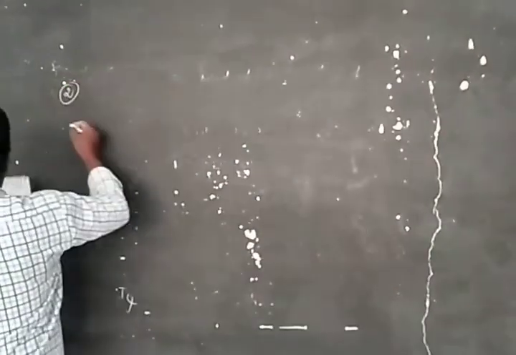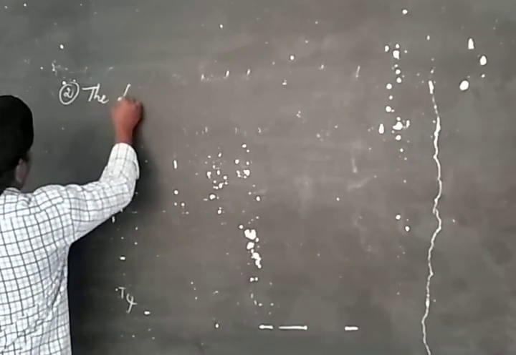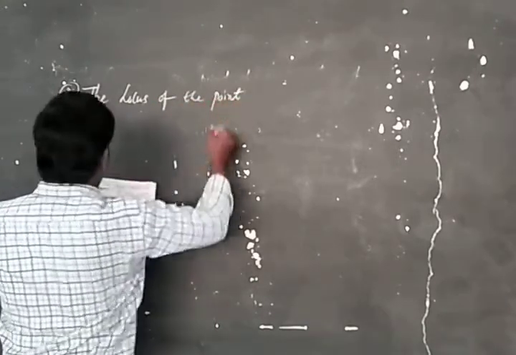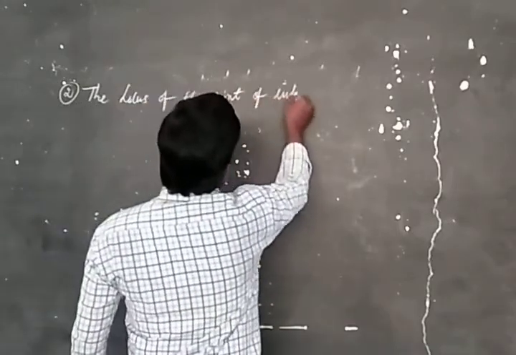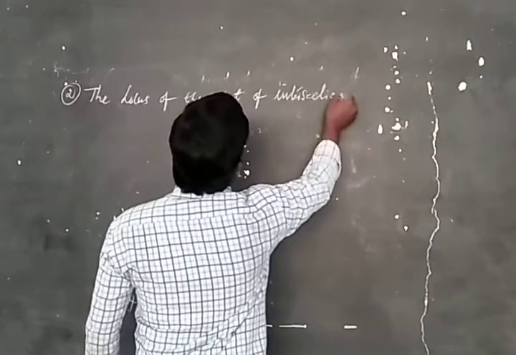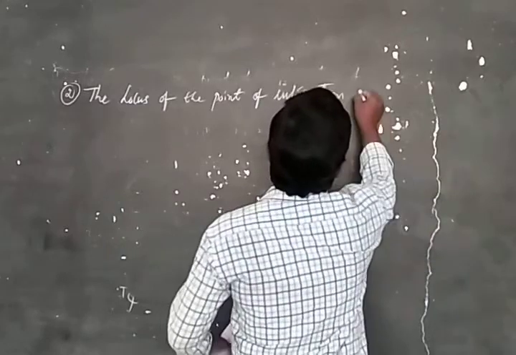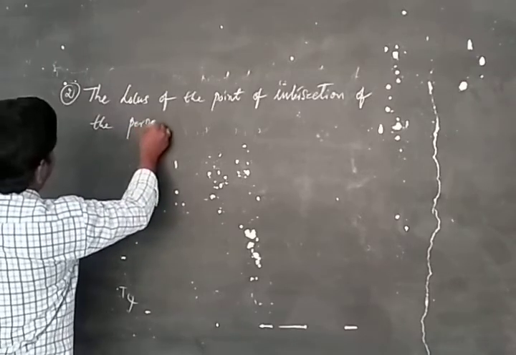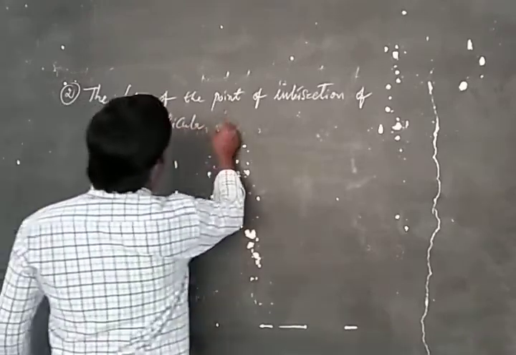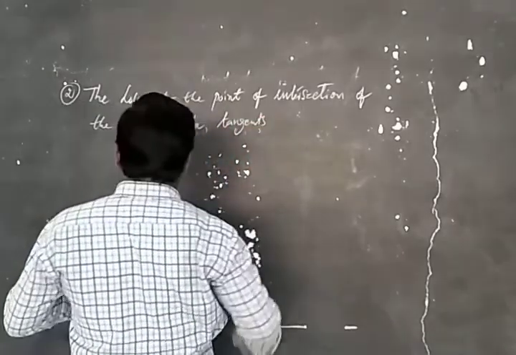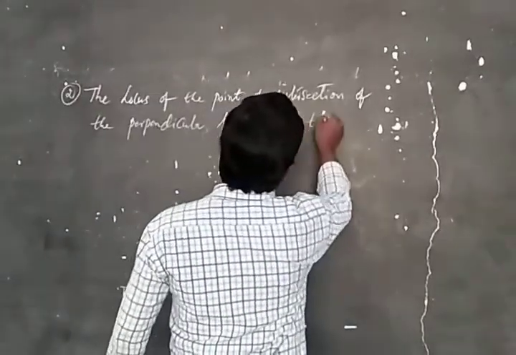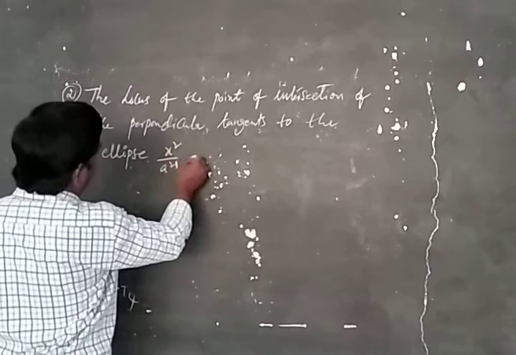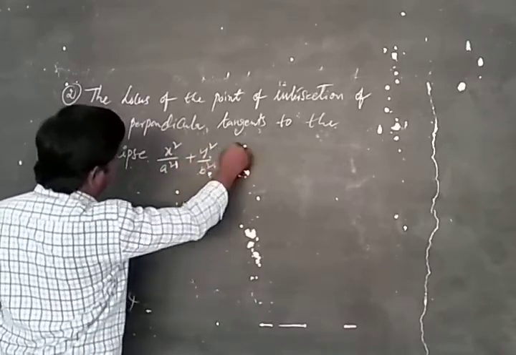The second problem is the locus of the point of intersection of the perpendicular tangents to the ellipse x square by a square plus y square by b square equal to 1.